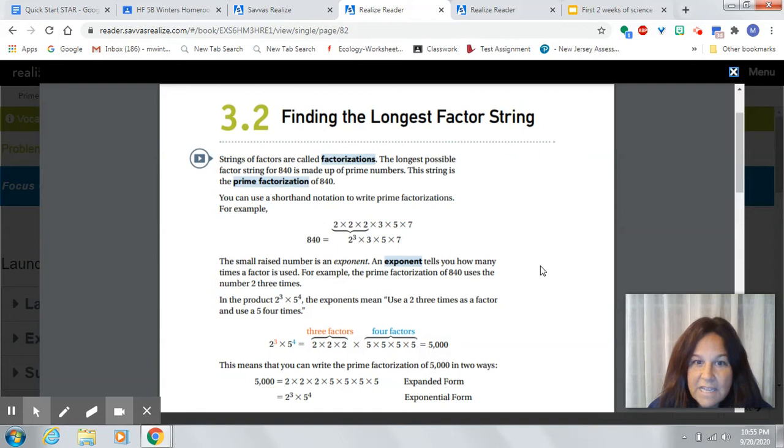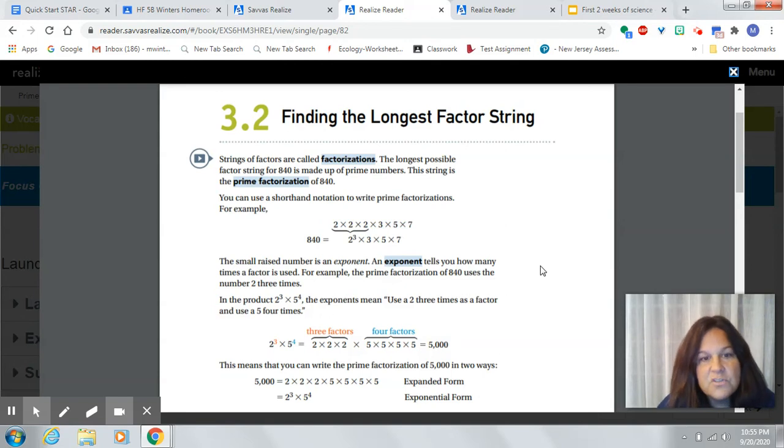You can use a shorthand notation to write prime factorizations. For example, you can write 840 as 2 times 2 times 2 times 3 times 5 times 7, or we can use that shorthand notation, which we call exponents, to stand for the 2 times 2 times 2. To represent 2 times 2 times 2, we're going to say 2 to the third power, or we can even say cubed. So it's 2 to the third power, or 2 cubed, times 3 times 5 times 7. And if you were to work out that multiplication, you would get 840.